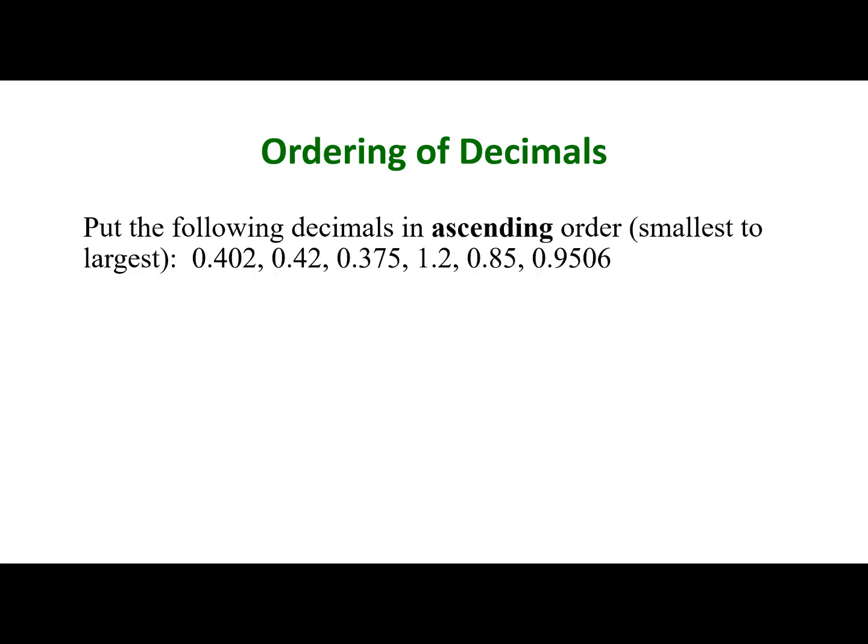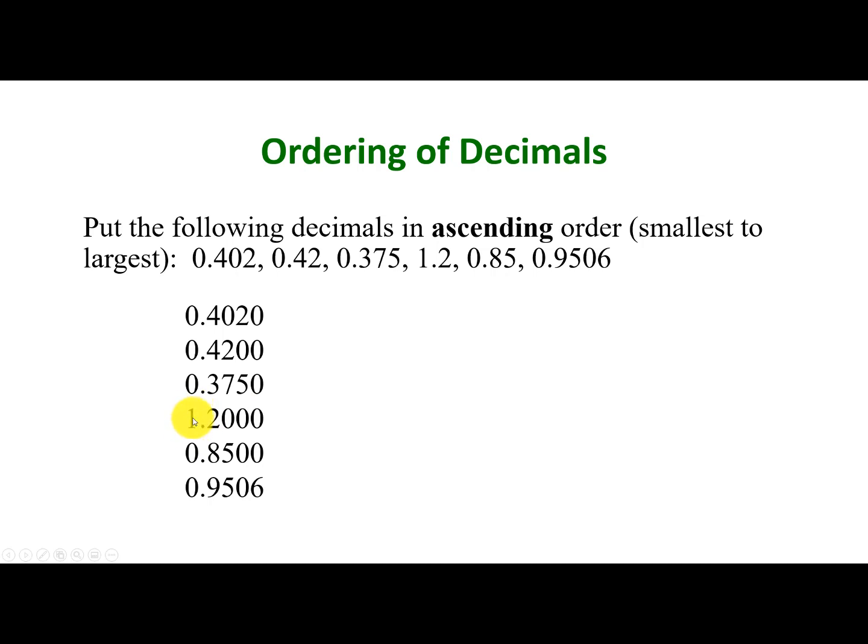Put the following decimals in ascending order, and that means smallest to largest. So we have 6 values here and they all have different decimal places. So our first step is to add zeros where needed. So we have 4 decimal places for each value. We can clearly see that the smallest number is 0.375. The largest number, because there is a 1 in the ones place, is 1.2.